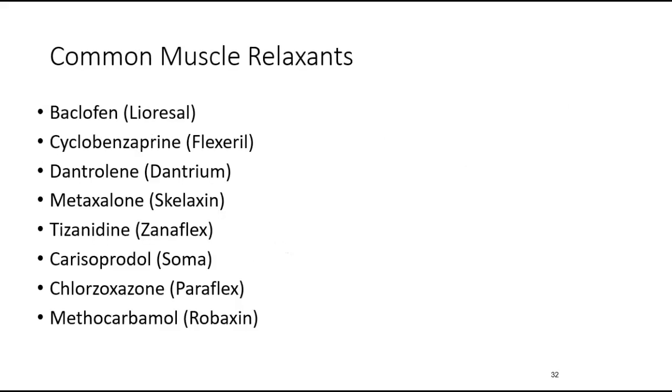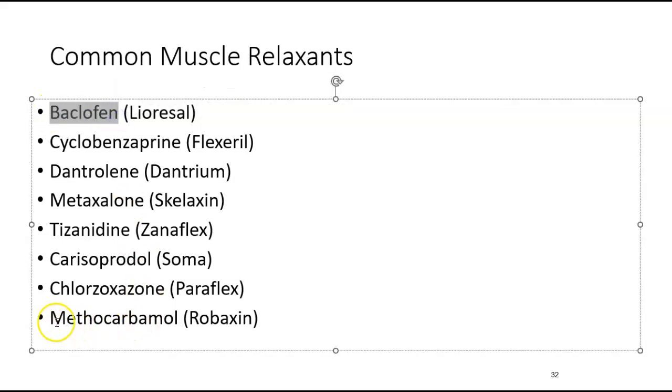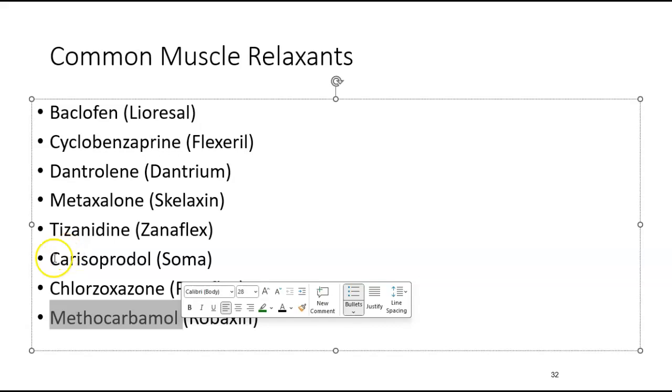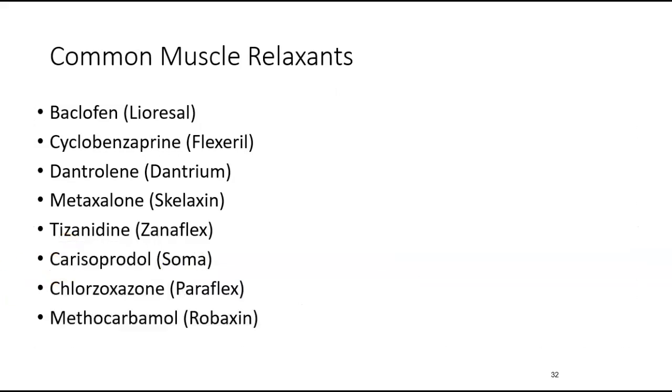And right here, I have just a list for you of some of the most common muscle relaxants. So you'll want to just become familiar with these medications. So if you see them, baclofen, cyclobenzaprine, there's dantrolene, Skelaxin or metaxalone, tizanidine, carisoprodol, chlorzoxazone, and methocarbamol. Some of the most common that you'll see would be baclofen, methocarbamol, Soma. So you'll see them frequently.